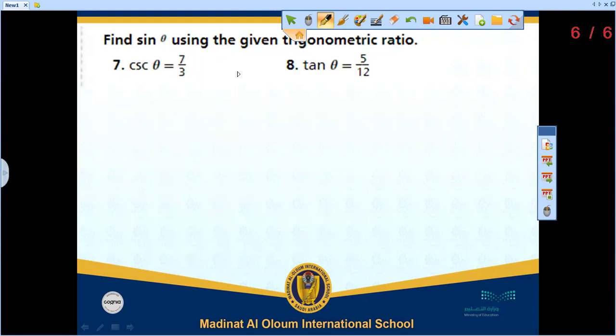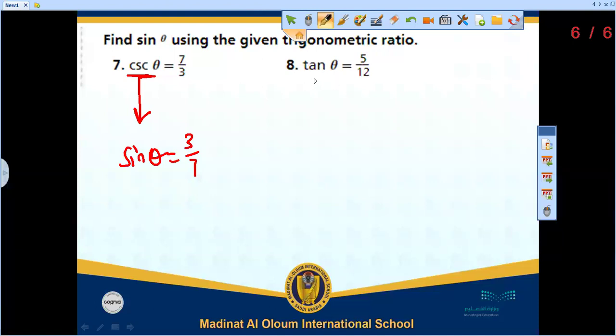Find sine theta using the given trig ratio. Cosecant is the reciprocal of sine, so what is the reciprocal of cosecant? It means my sine theta directly. It's 3 over what? 3 over 7.